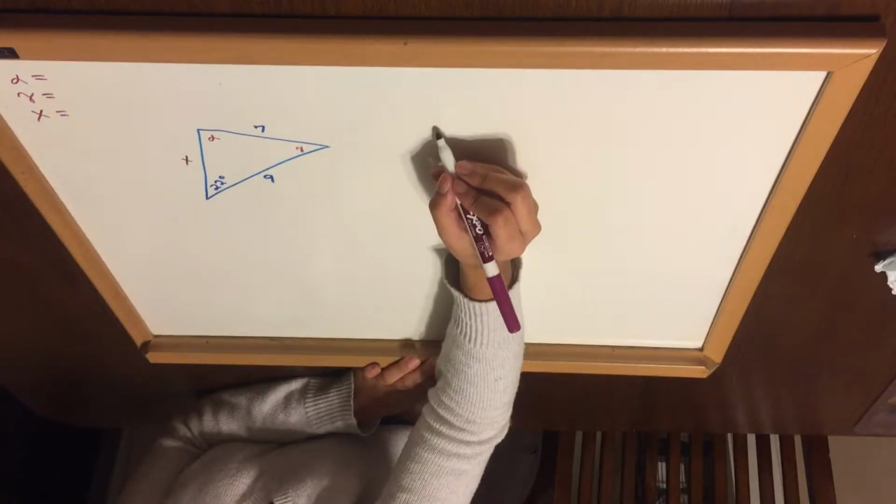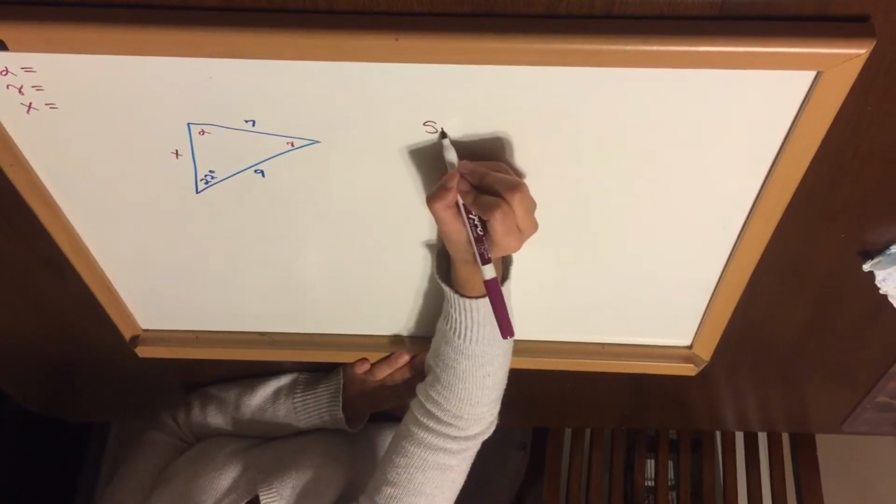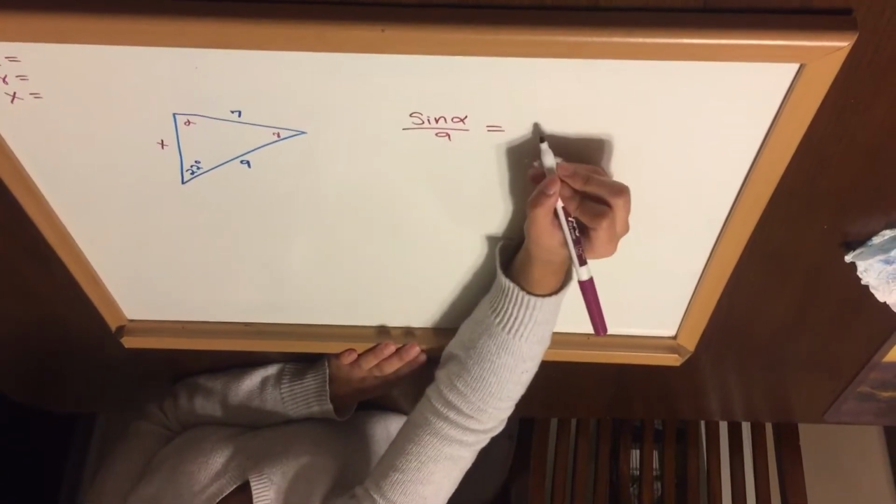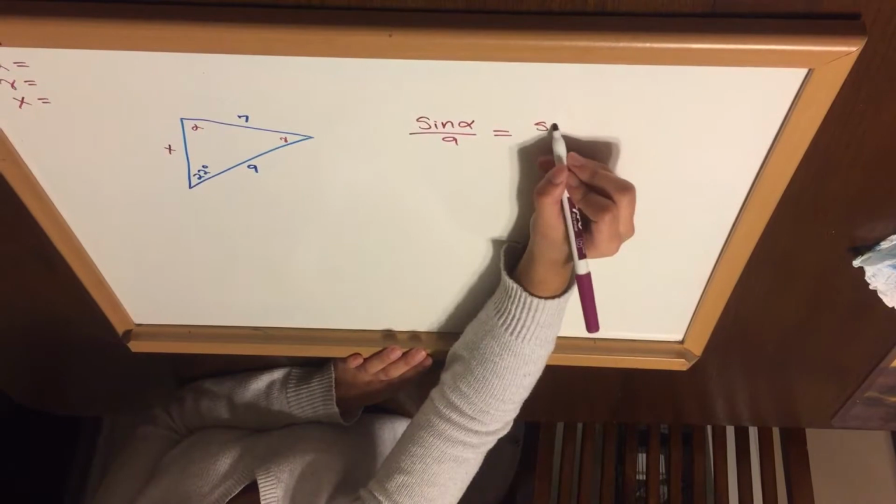In this SSA triangle, we are trying to find the length of x and we'll be following the exact same steps as the last example. We know that one side equals 9, another side equals 7, and an angle measurement of beta equals 22 degrees. The formula used to solve for alpha is sine alpha over the opposite side, in this case 9, equal to sine beta over opposite side, in this case 7.